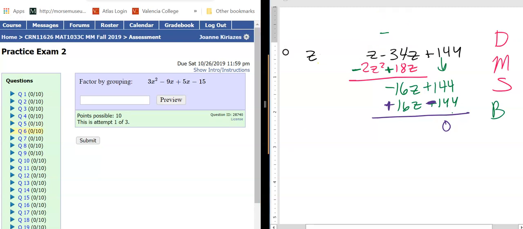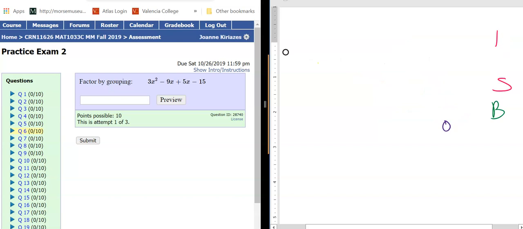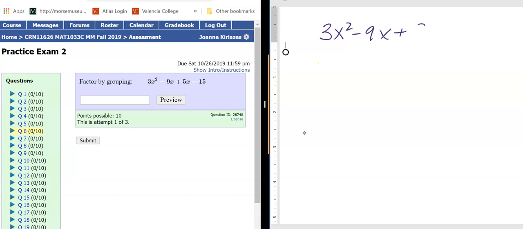Number 6, factor by grouping. So we wanted to factor by grouping because we know we have 4 terms. And the first thing we're going to always do is check for a greatest common factor. So the way we check for a greatest common factor is we put the prime factors above each term. So this would be 3, already prime, and an x and an x.